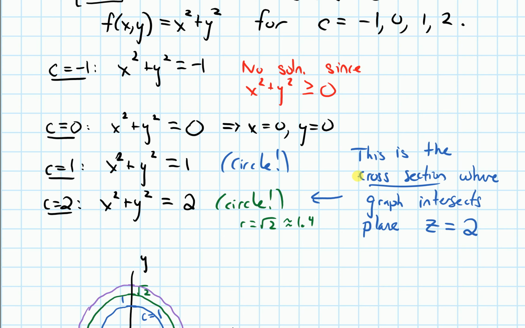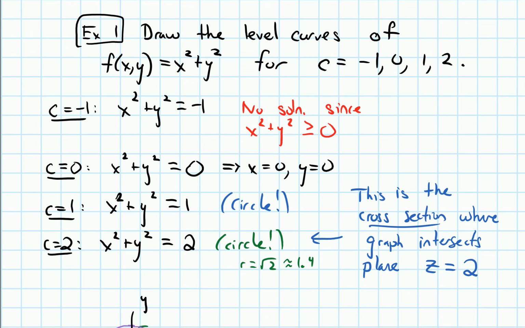Okay, and that's one of the big reasons why we talked about cross-sections way back when we talked about graphing 3D surfaces. It's because they were going to show up again later when we talked about level curves, now that we're talking about multivariable functions.